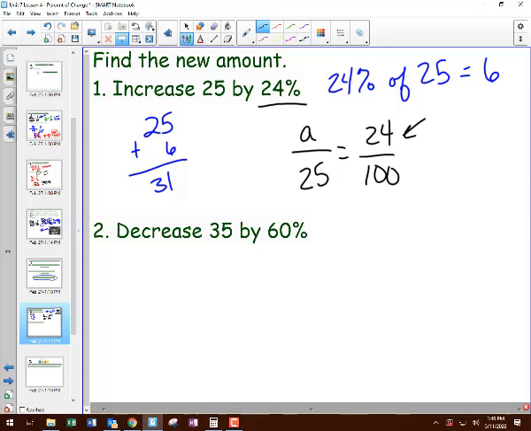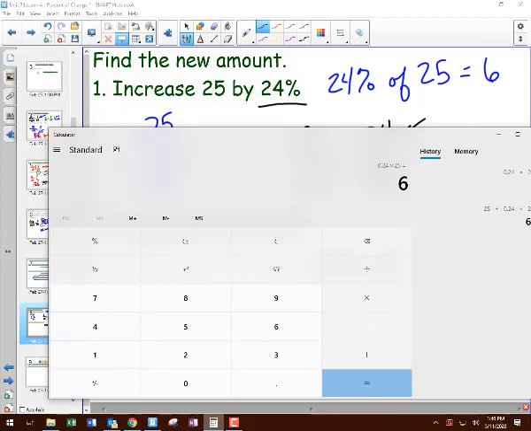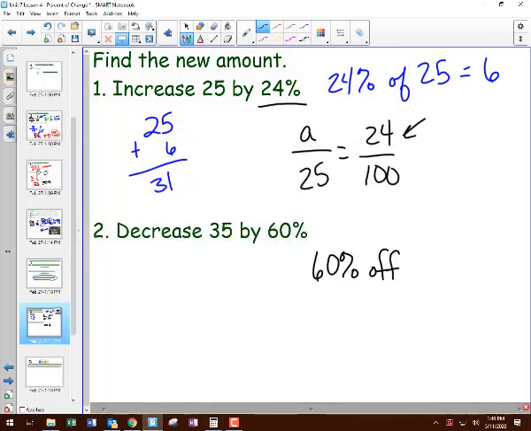Let's jump down to number 2 here. Now we're decreasing 35 by 60%. Okay, let's think about this here. So in other words, we could say that this is 60% off of 35. Okay, so 60% off. How would we do that? 60% of 35. Well, what's 35 times 60%, which is 0.6? Well, that's 21. Okay, 60% off is 21.